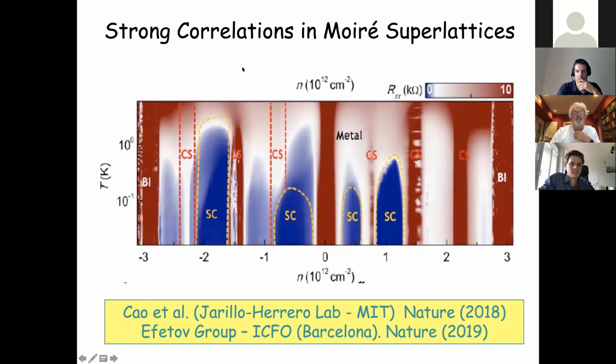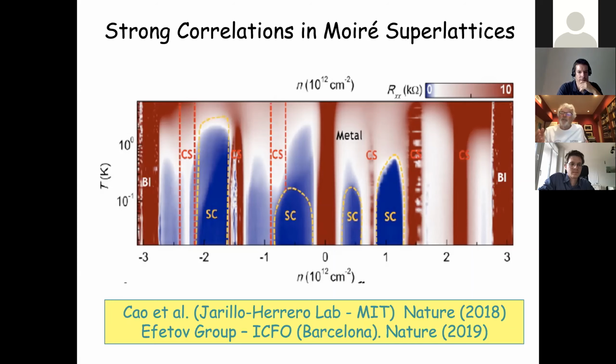And I won't have time to talk about the current understanding of why there are magic angles at certain discrete angles, but it's certainly clear that the physical properties of these Moiré band systems are extremely interesting, with superconducting domes all over the place. This is showing filling up the bands. It turns out there is a flat valence band and a flat conduction band.